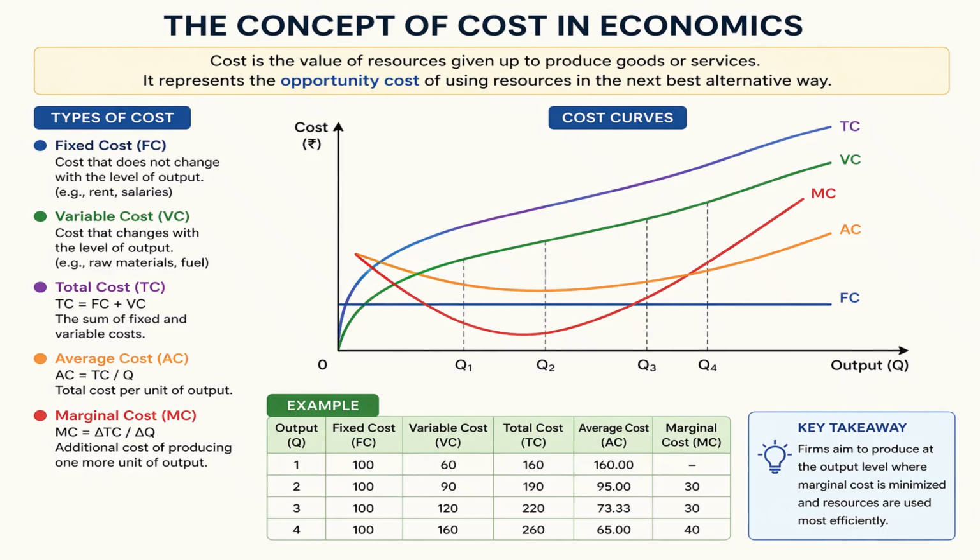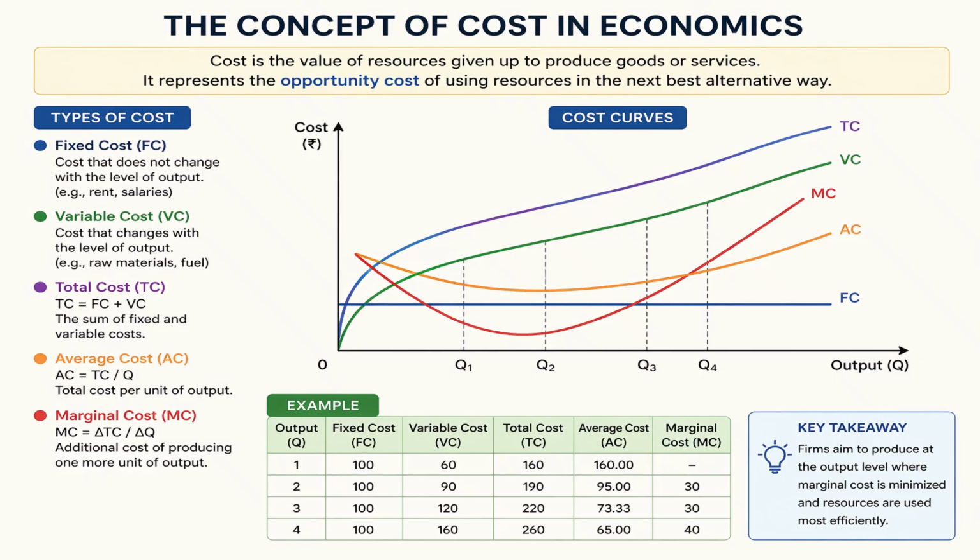So we will just go through the different costs involved in economics. Here you can see cost is the value of resources given up to produce goods or services. It represents the opportunity cost of using resources in the next best alternative way, which I just told you. There are different costs which we are going to cover in this video: fixed cost, variable cost, total cost, average cost, and marginal cost.